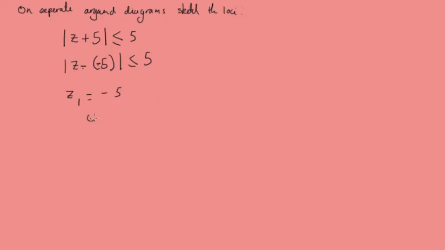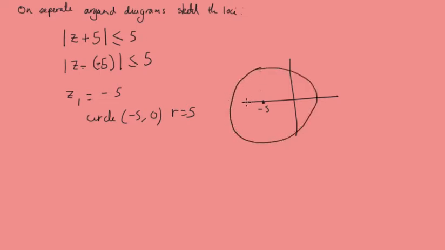And now we've got a circle. There's a minus 5, there's no imaginary component, and the radius is equal to 5. So here's our minus 5. There it is there. This time it's a solid line, and it's the points inside as well, because it's less than or equal to. Okay, let's get rid of that. Let's get rid of these.